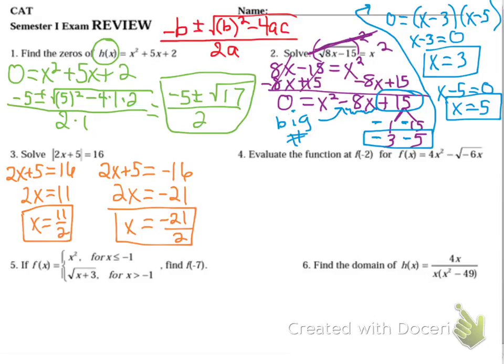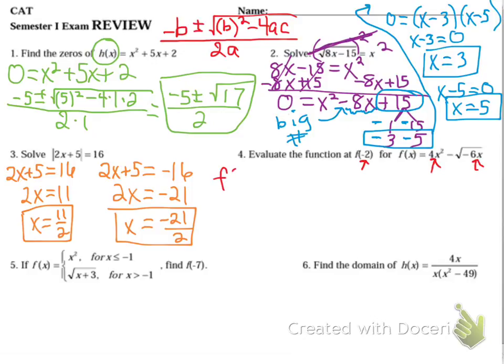Okay, we are going to move on to number 4, which says evaluate the function f of negative 2 for f of x equals 4x squared minus the square root of negative 6x. So this is function notation, and what this is telling you is what's inside the parentheses next to your function is going to replace every x value in your equation. So my x's are going to become negative 2.